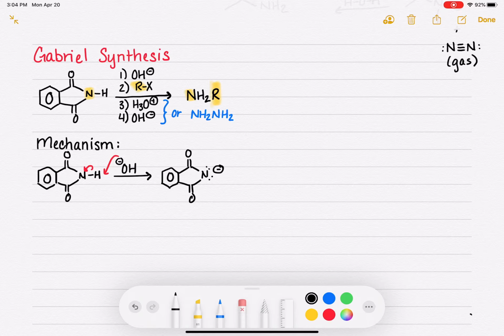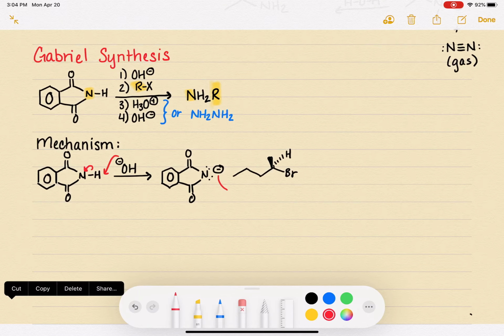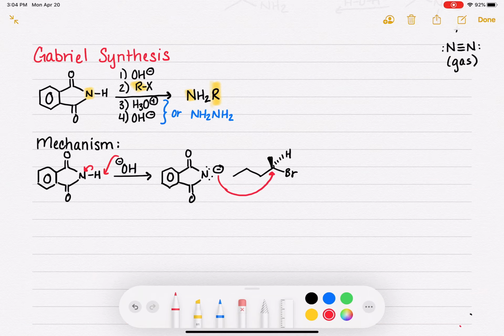And once this guy gets deprotonated and it's ready to react, we're going to bring in an alkyl halide. Let's bring in, like I said, something chiral, something kind of interesting. Let's use this guy right here. We're going to attack the carbon holding the bromine and get rid of the leaving group. And because this step of the reaction is SN2, we want to make sure that we're not using a tertiary alkyl halide. And also we want to remember to invert stereochemistry if we have a chiral carbon.